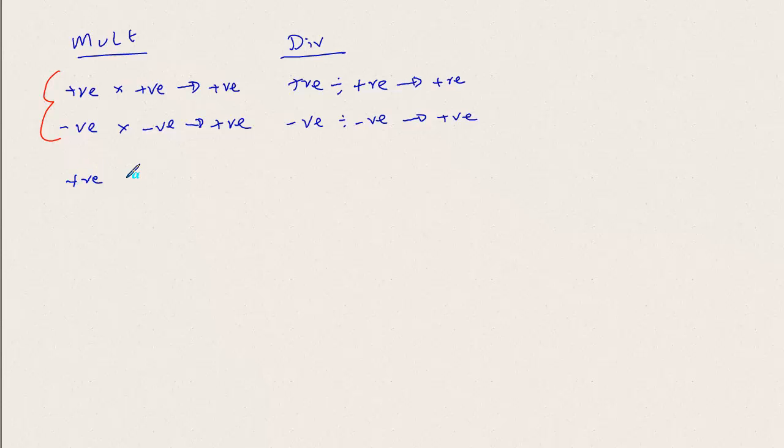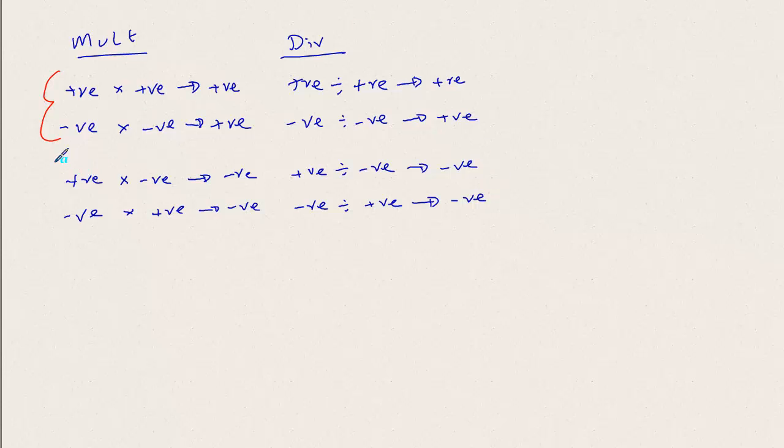However, a positive multiplied by a negative gives us a negative. A positive divided by a negative gives a negative. A negative multiplied by a positive gives a negative, and a negative divided by a positive gives a negative. And we can group these. If the signs are different, i.e. we have one positive and one negative, it doesn't matter which order, then we get a negative result. So same signs always give us a positive, different signs always give us a negative.